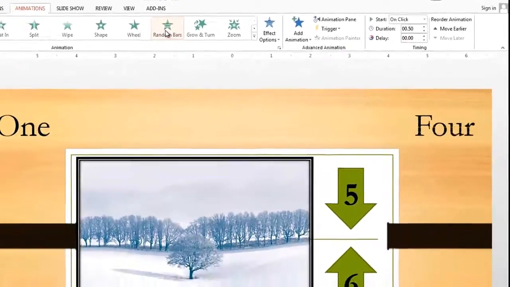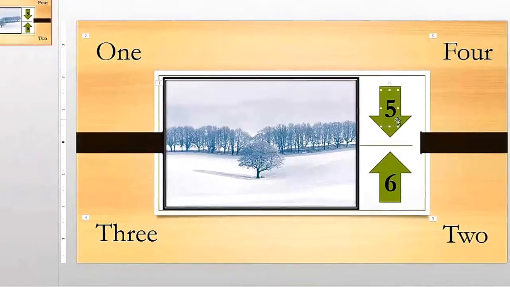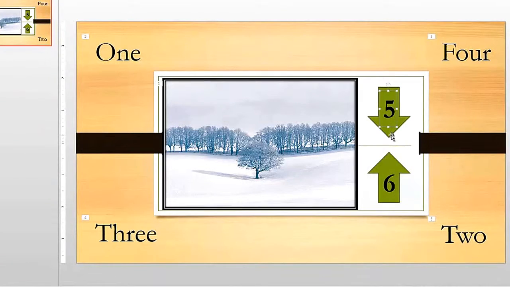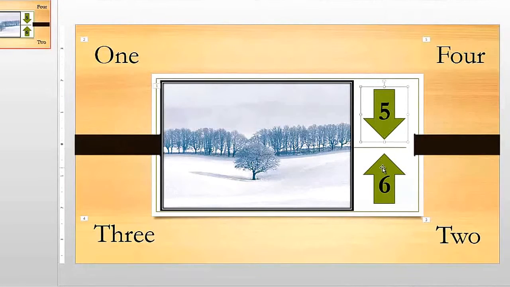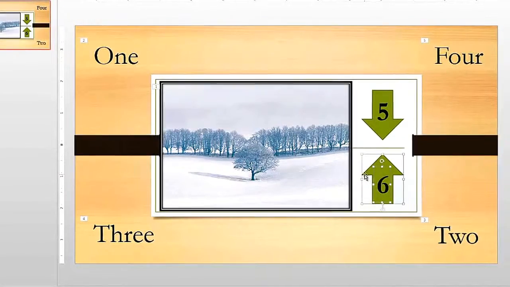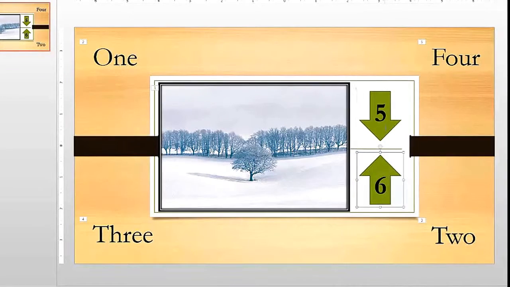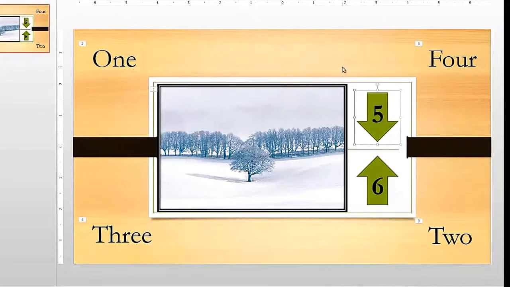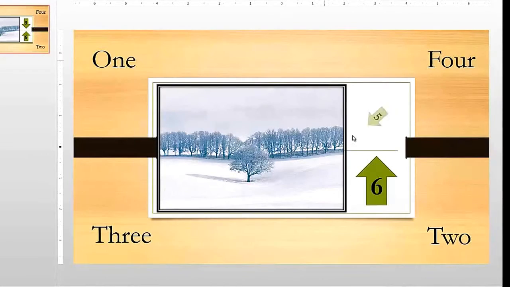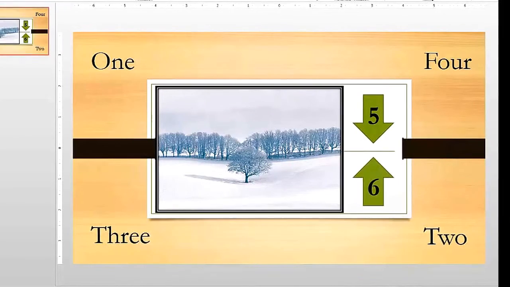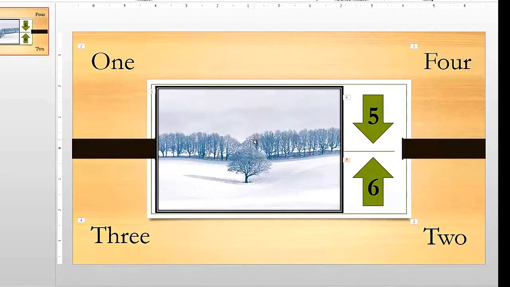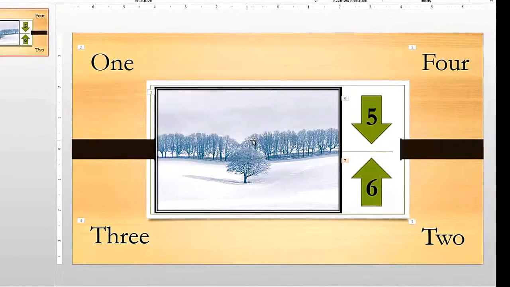And click random bars. Number 5, we got text and the arrow there, so let's do both and combine those together so that they're all one thing. Alright, then we'll highlight that, and that can be the grow and turn, and then we'll highlight number 6, and that one can zoom in. Okay, so I've got all of these objects set up to animate in.